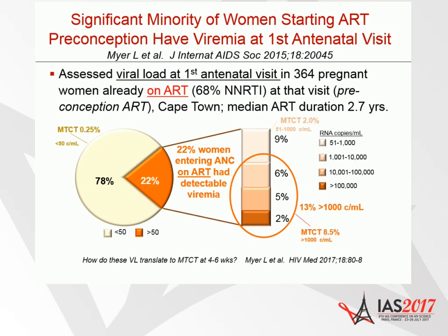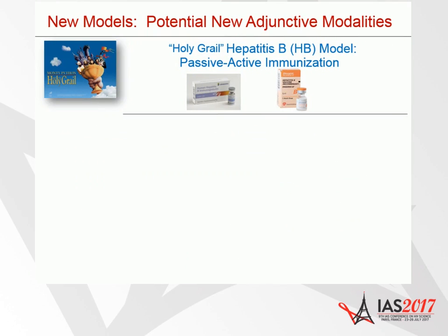So how does that translate into transmission? This comes from another study at the same location. Viral load less than 50, transmission practically doesn't occur, 0.25%. 51 to 1,000, transmission 2%. Viral load over 1,000, transmission near 9%, and this is early transmission. So I think we need some new models and potential new adjunctive modalities.